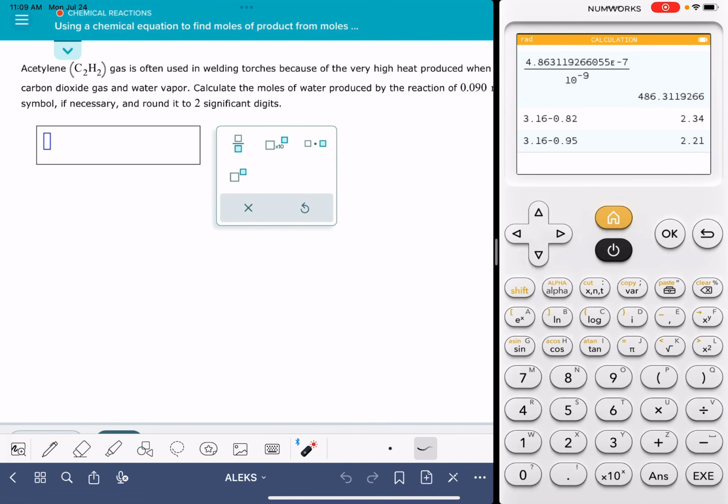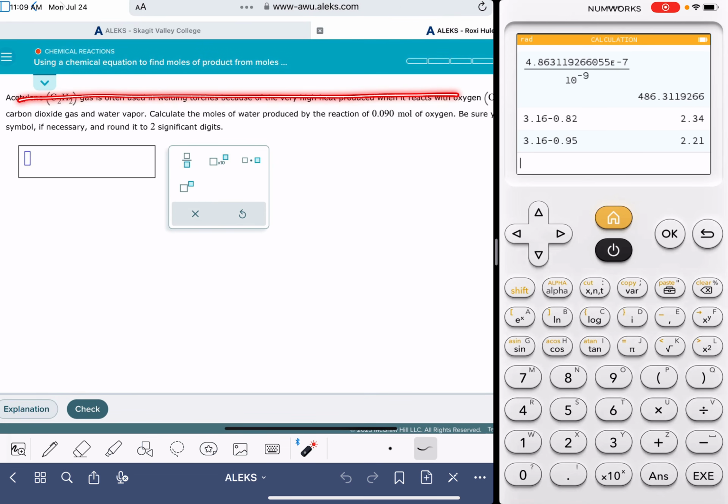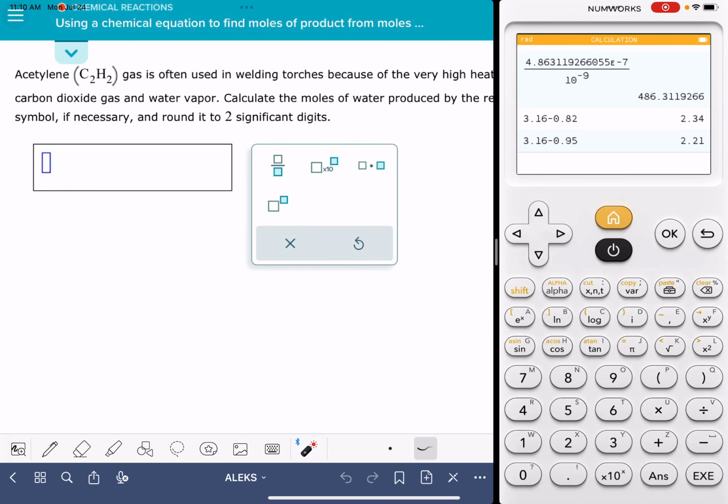In this video, I'll show you how to solve the ALEKS problem called using a chemical equation to find moles of product from moles of a reactant. This problem is going to start with a description of a chemical reaction, and then it's going to ask us to perform some sort of calculation based on a couple of the molecules in the reaction. So let's begin with step one for this problem.